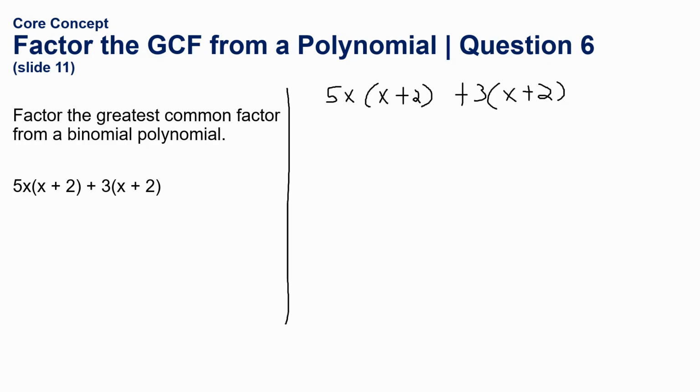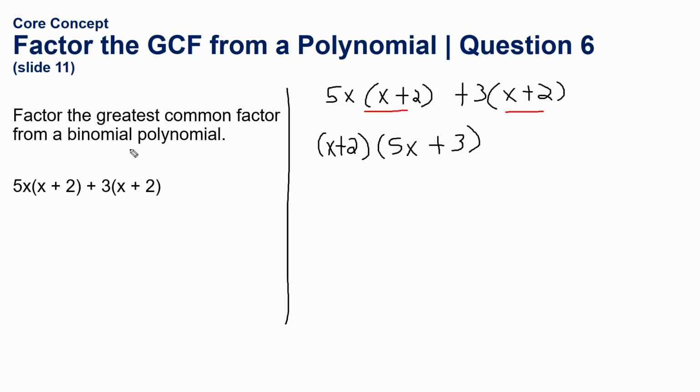Whenever you see similar terms like this, x plus 2, that can become the greatest common factor in this problem. So that goes on the outside, the first parentheses. And then the two numbers that are on the outside of the parentheses next to the common factor go in the parentheses as well. So 5x plus 3.